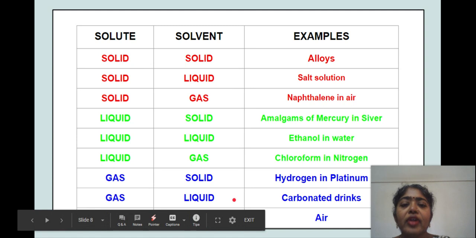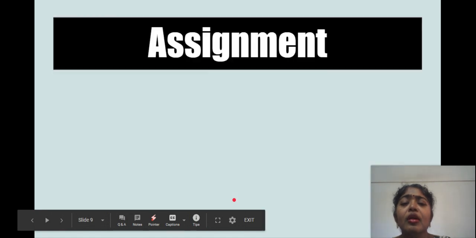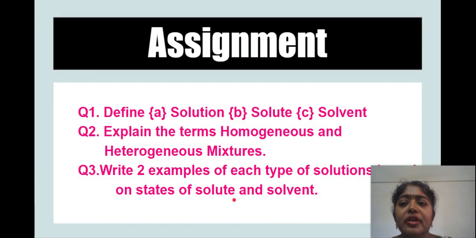So with that, I come to the end of this session. Before that, I would want you to do an assignment. Define solution, solute, and solvent. Explain the terms homogeneous and heterogeneous mixtures, as well as try and find more examples of all the different types of solutions based on the various states of the solute and the solvent.